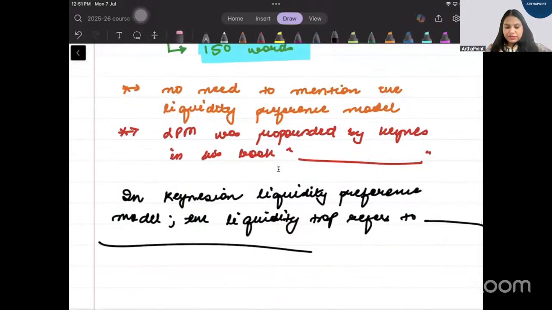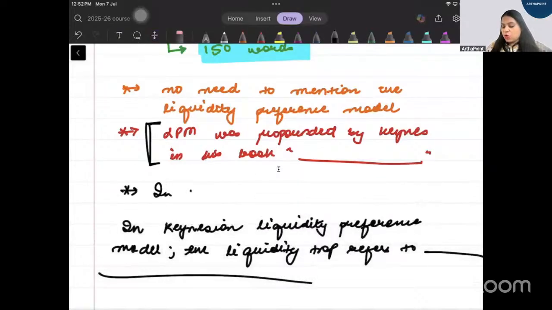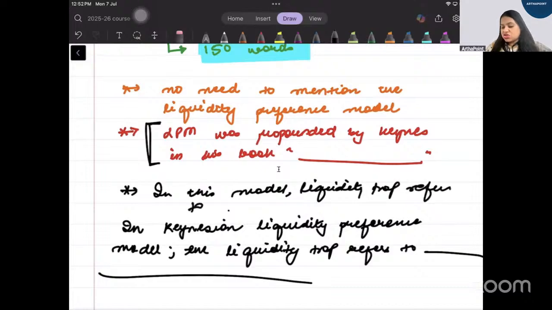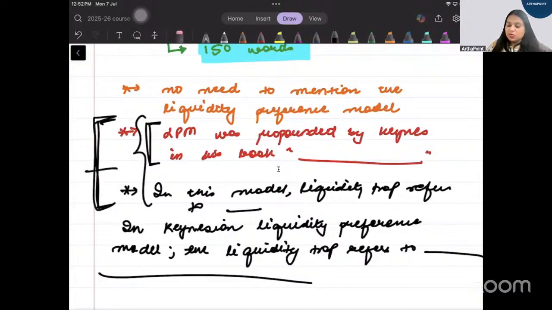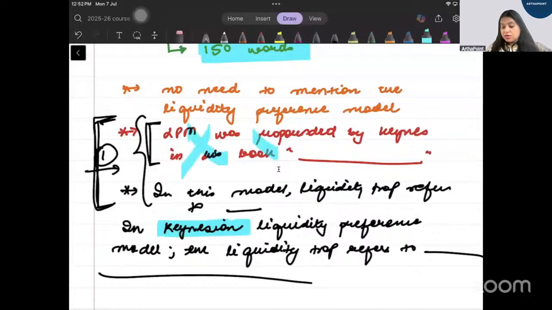So in this, what we have done is, instead of writing two separate lines, where in the first we said who gave this, and in the second we started that in this model liquidity trap refers to, we have summarized this in one line. Here we know that this is Keynes's model, we know this well. We have written it here, in Keynes model. But we are not spending one complete line on explaining that this was given by Keynes. That is another mistake that is not supposed to be made.